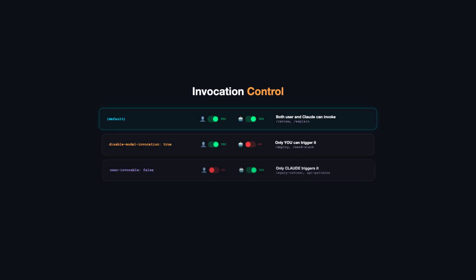Control exactly who can invoke each skill. Set disable model invocation to true and only you can trigger it. Perfect for deploy or send Slack message. Set user invocable to false and only Claude triggers it automatically. Perfect for background knowledge like legacy system context. Mix and match for precise access control.